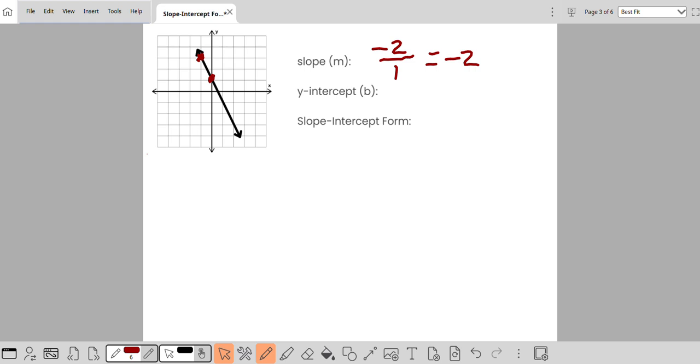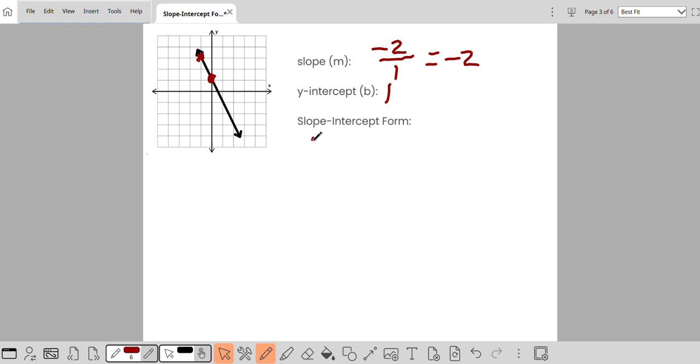Now let's keep going and find our y-intercept. Well, it happens to be right here, one of my points, and that is 1. So the line crossed the y-axis at 1, which is then my y-intercept.